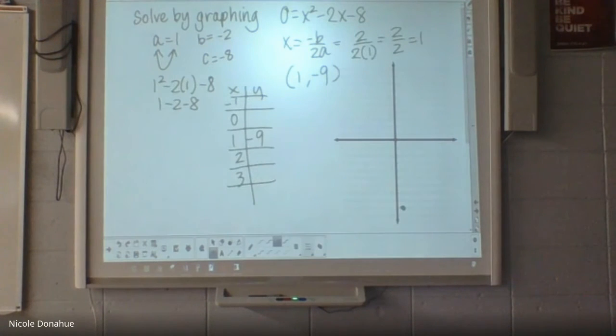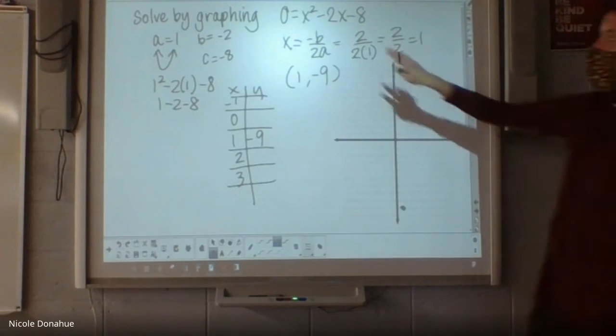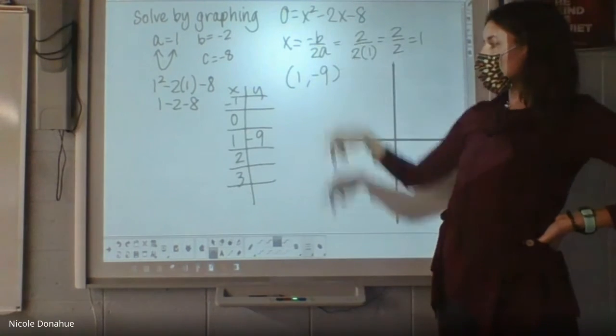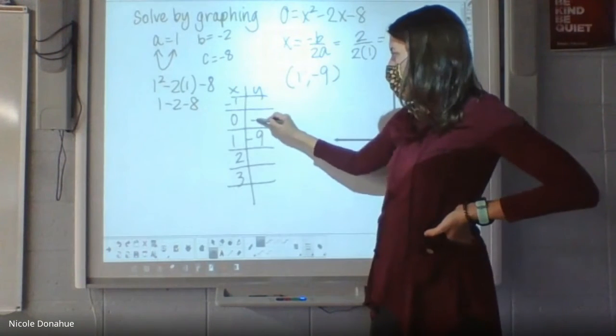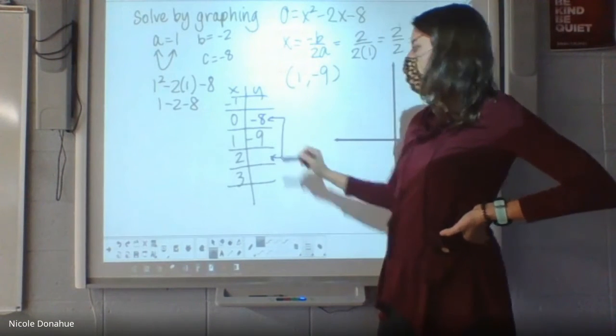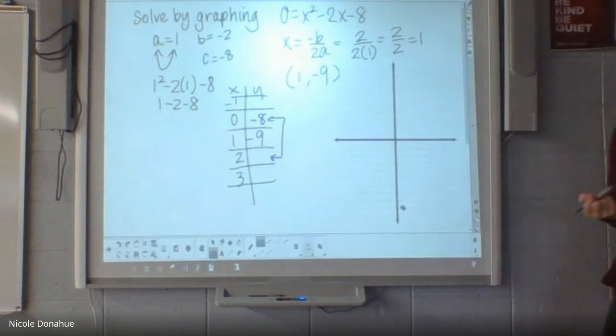Now again, I like 0. Putting 0 in is a really easy number to put in because it makes those first 2 values just 0. It means 0, -8. And then there's symmetry on either side of that vertex if I have that vertex in the right spot.